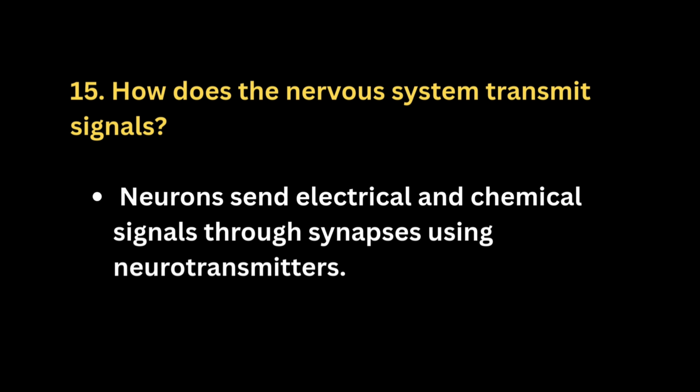Fifteenth question, how does the nervous system transmit signals? Neurons send electrical and chemical signals through synapses using neurotransmitters. I'll repeat again. Neurons send electrical and chemical signals through synapses using neurotransmitters.